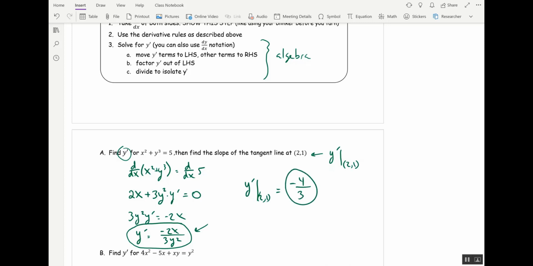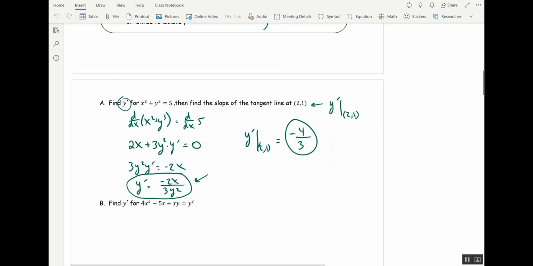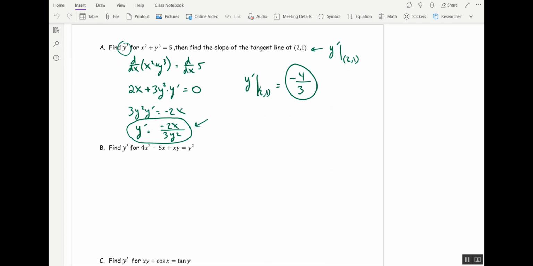So that's the slope of the tangent line at (2, 1). And I did that without ever solving for y, which is pretty amazing. Okay, let's do a slightly harder one. I'm going to make them progressively more difficult as we go. Step 1, d by dx of both sides.